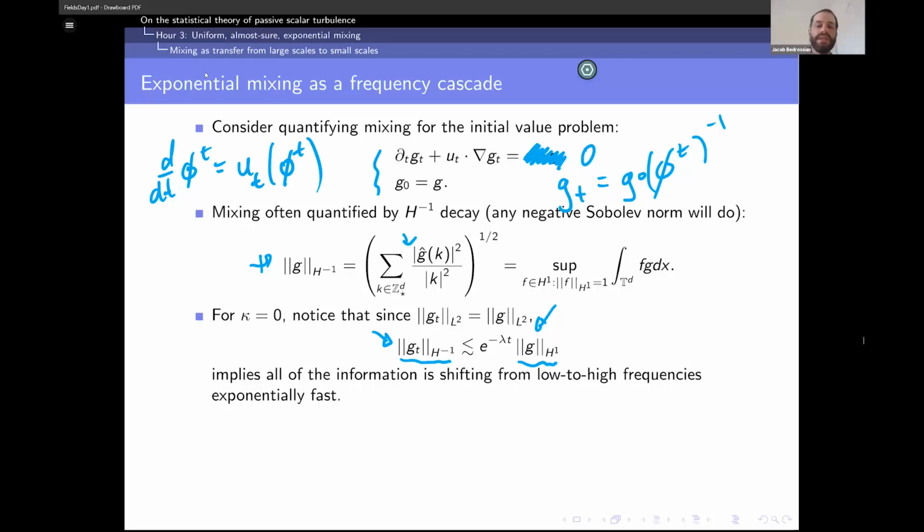Okay, so this is the kind of thing that we want to prove. We want to prove that exponentially fast, the H-1 norm decays, because that will tell us that the information is all shifting to high frequencies exponentially fast. Another thing to notice is this says all the information goes to high frequencies, or all the energy shifts to high frequencies.